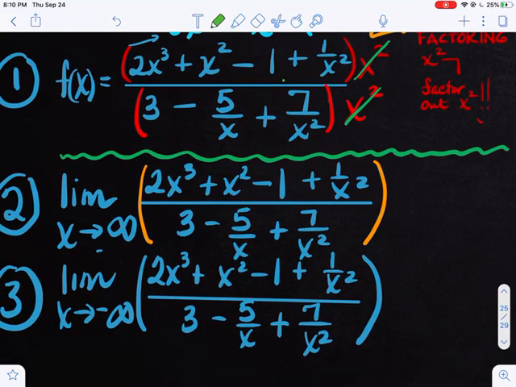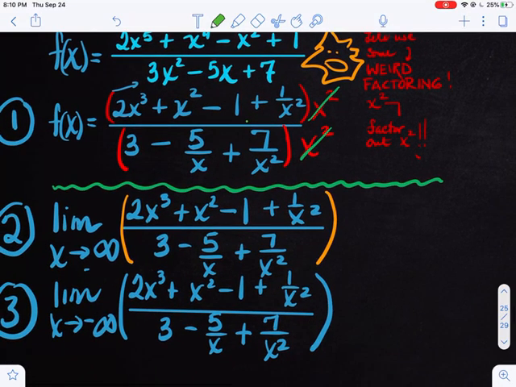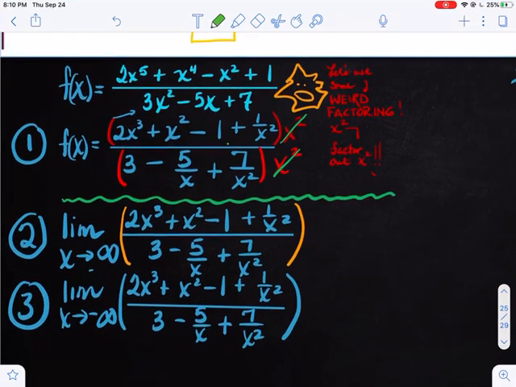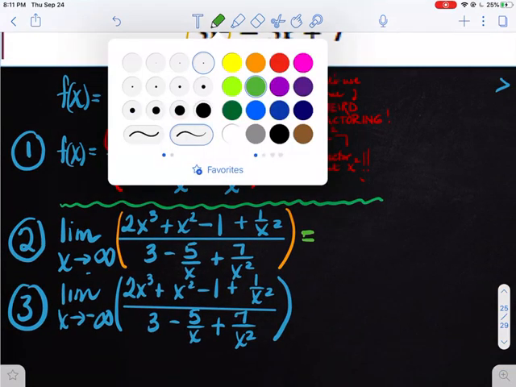We're going to take the limit as x goes to infinity of 2x cubed. Now, if you pay attention to this, what's going to happen, you're going to end up with a positive infinity. Let me get this a little bit thinner.